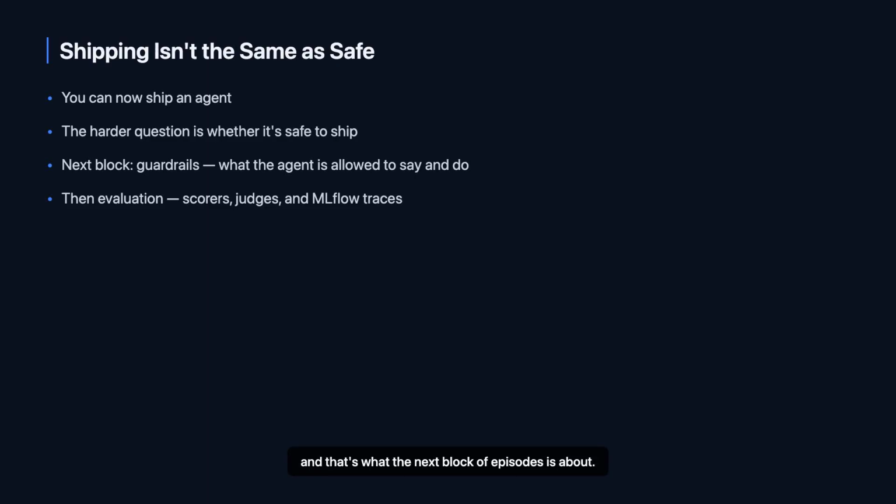Guardrails come first, the controls that decide what the agent is allowed to say and do, then evaluation, scorers, LLM judges, and MLflow traces, for catching quality drift before your users do. Same data Dino. Harder questions.